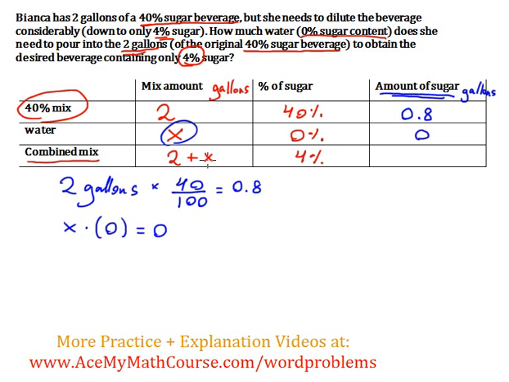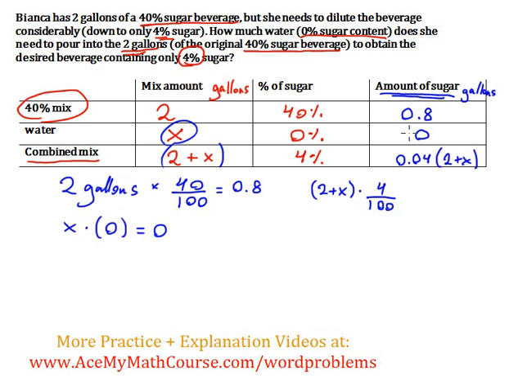And finally, for the combined mixture, what's the total amount of sugar? Well, we can just multiply 2 plus X by 4%. And 4% is just 4 over 100, which is 0.04. So I can write 0.04 times 2 plus X. And that's it.